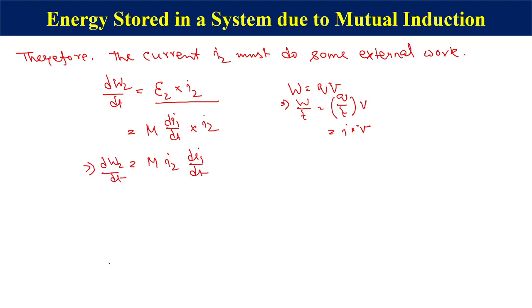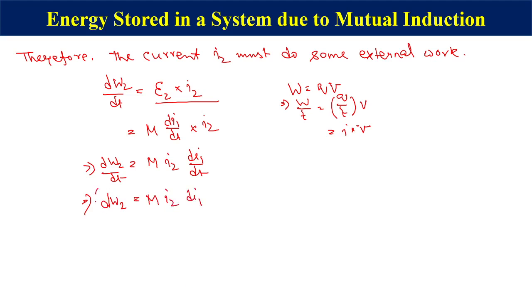So dW2 means the work done. Basically W2 represents the work done by the current I2, or the source of the current I2, to move in a direction opposite to the induced current in the circuit C2. So in this case you can write dW2 equal to M I2 dI1.